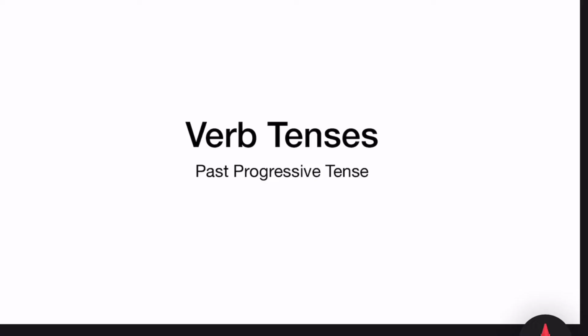In today's class, we are going to see verb tenses. The tense we are going to see today is past progressive tense. It can otherwise be called past continuous tense. In this class, we are going to discuss in detail in what situation we can use past progressive tense, the forms of past progressive tense, and some examples. Let's get into the lesson.